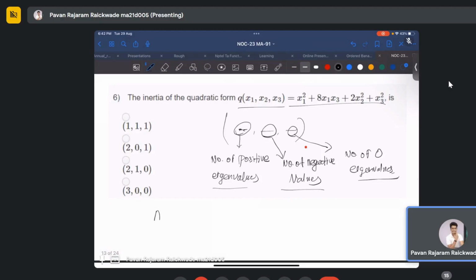For this quadratic form Q, what will be the matrix? The coefficient of x1 squared is 1, x2 squared is 2, x3 squared is 1. There is no term in x1x2, so these entries are 0. Then the x1x3 term is 8, so the entries are 4 and 4. There is no x2x3 term, so this is the matrix. Now we have to find the eigenvalues of this matrix.